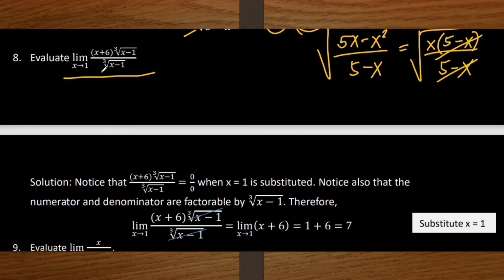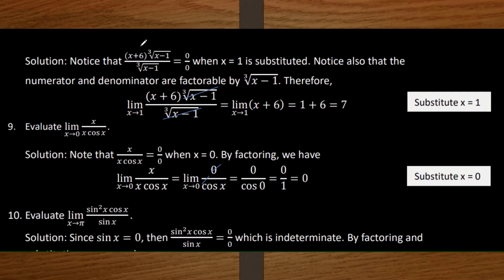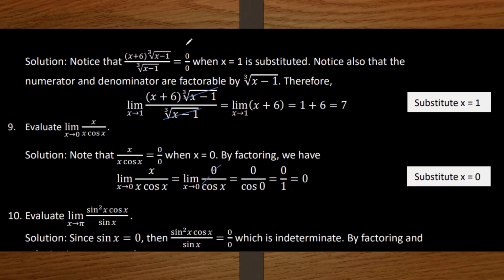Then, and here we can just cancel out cube root of x minus 1 so that 0 over 0 form will no longer exist. Now, you will substitute 1 to x. So 1 plus 6 is 7.